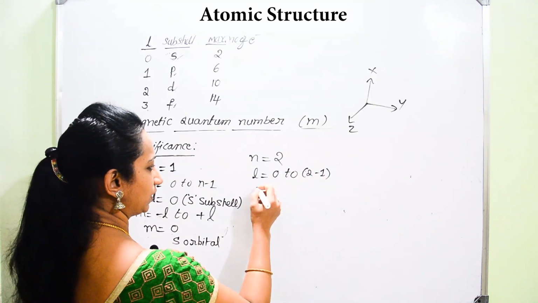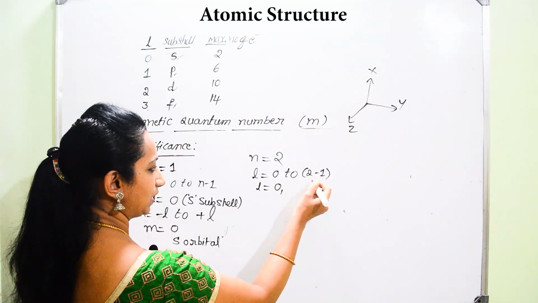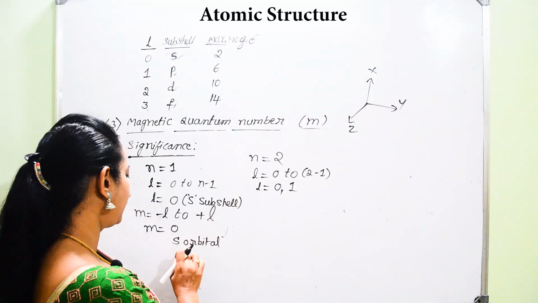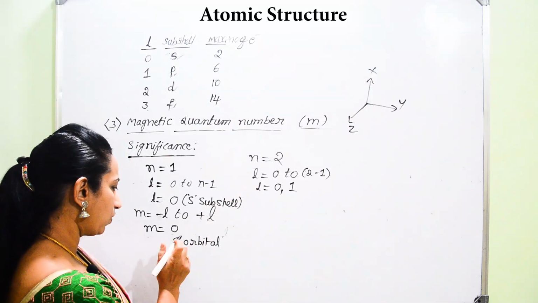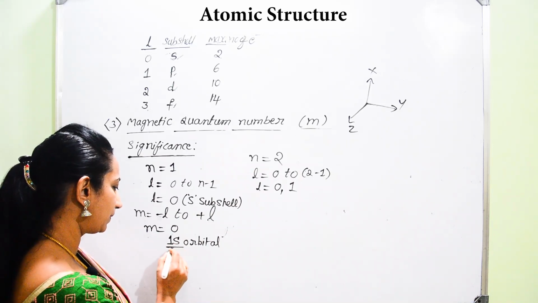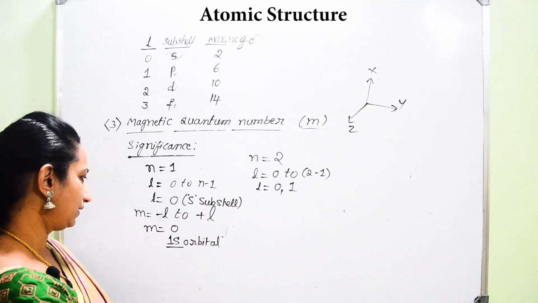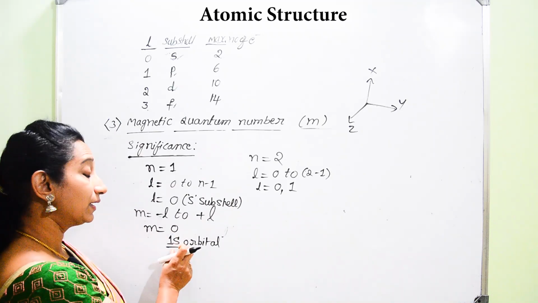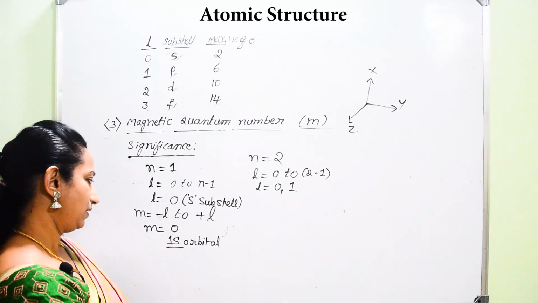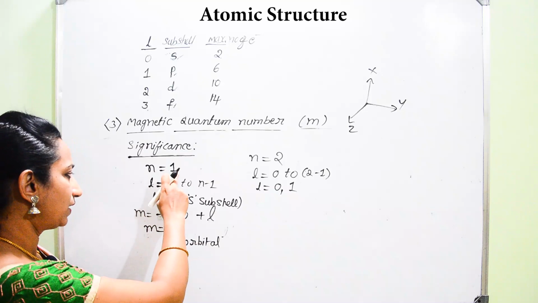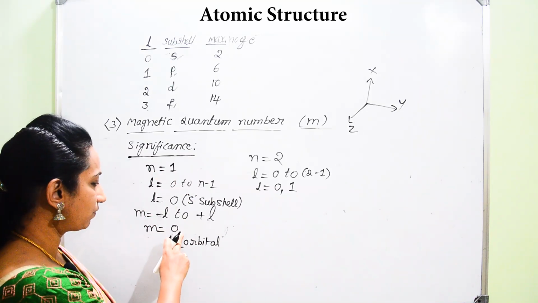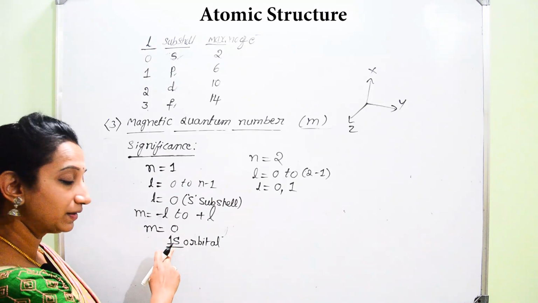2 minus 1 means 1, therefore L is equal to 0 and the number is 1. Now you need to calculate the magnetic quantum number. Of course, here let me write one more, that is the principal quantum number. Always remember to mention the principal quantum number. Then m is equal to 0, and if they raise the question to name the orbital, you will write here 1s orbital. If m is equal to 0 and n is equal to 1, for the given principal quantum number 1, m is equal to 0, that is the magnetic quantum number 0. What is the name of that orbital?